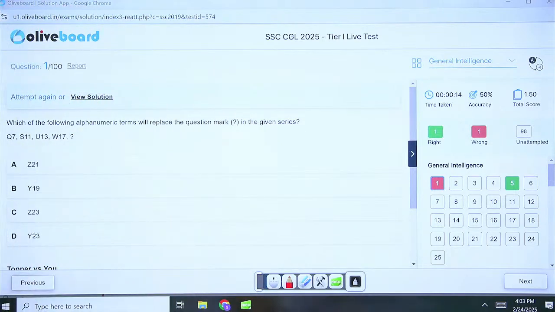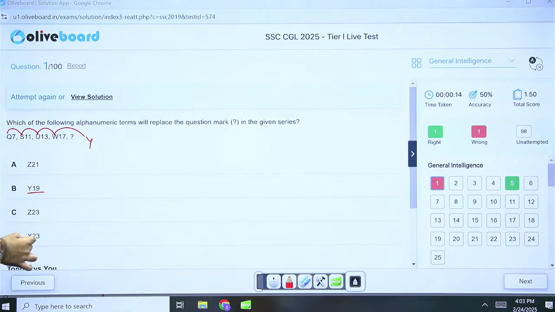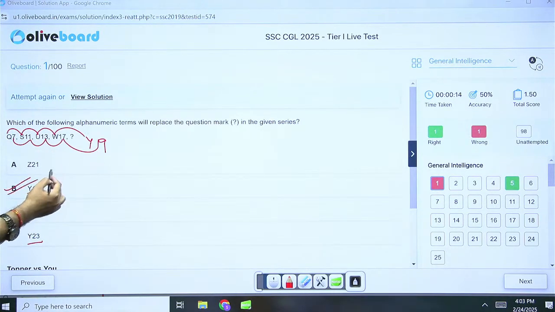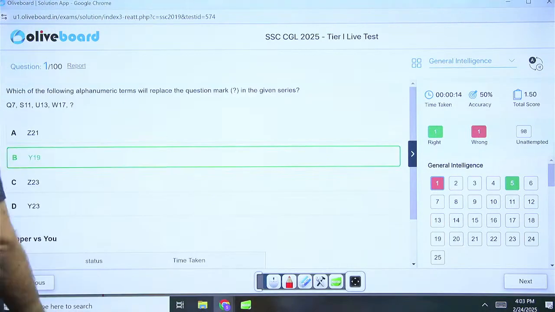Okay, very first question is a simple alphanumeric series. What is going to happen here? If you observe here, this is 17, this is 19 plus 2, this is 21 plus 2 and 23 plus 2. So 23 plus 2 is going to be 25. We are going to start with y, and we have two options with y. The next logic here is 7, 11, 13, 17. What is this? Some of you say these are odd numbers, but they are not, because 15 should have also come here. So these are simply prime numbers. The next prime numbers will be 19. So y 19, option B becomes my correct answer.